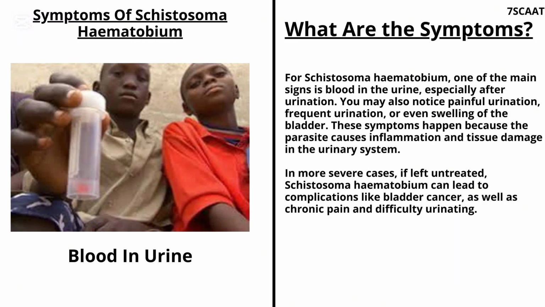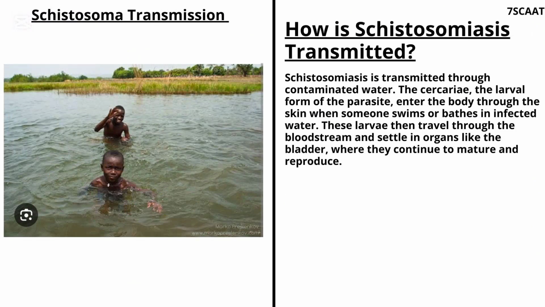What are the symptoms of Schistosoma haematobium? One of the main signs is blood in the urine, especially after urination. The person may also notice painful urination, frequent urination, or even swelling in the bladder. These symptoms happen because the parasite causes inflammation and tissue damage in the urinary system. In more severe cases, if left untreated, it can lead to complications like bladder cancer, as well as chronic pain and difficulty urinating.